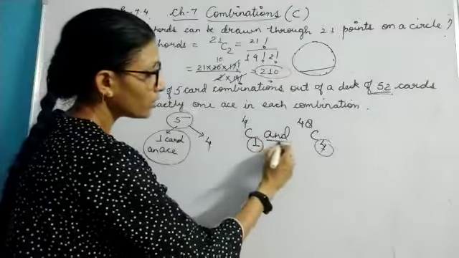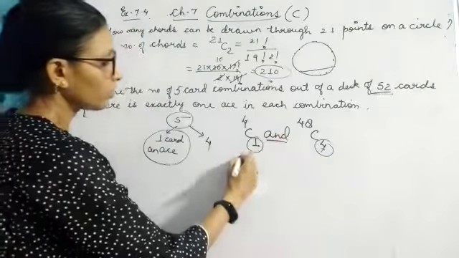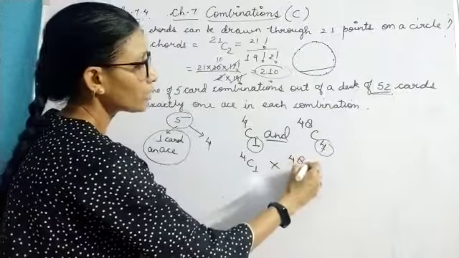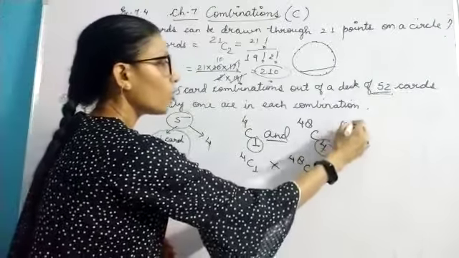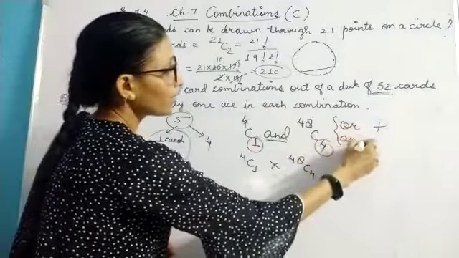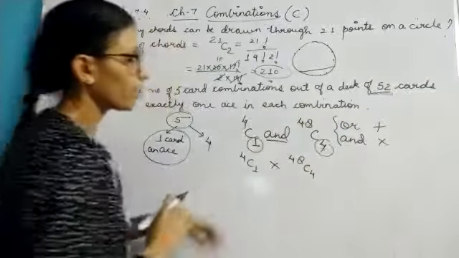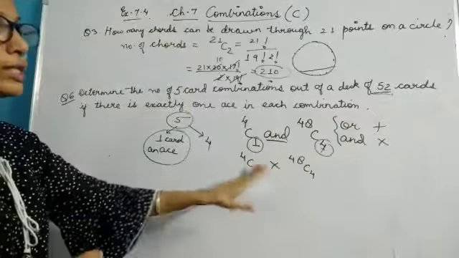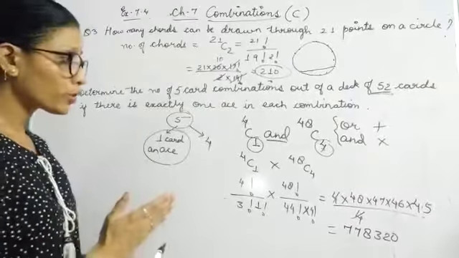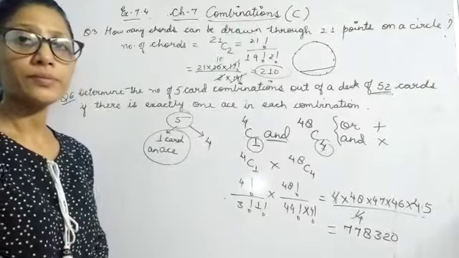Whenever the word and is coming, that means it should be 4C1 into 48C4. When the word or is coming, then you use the plus sign. When and comes, then you use the product sign. So this you have to remember. Solve it and get the answer.